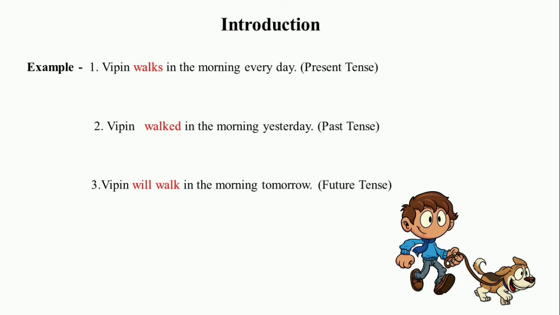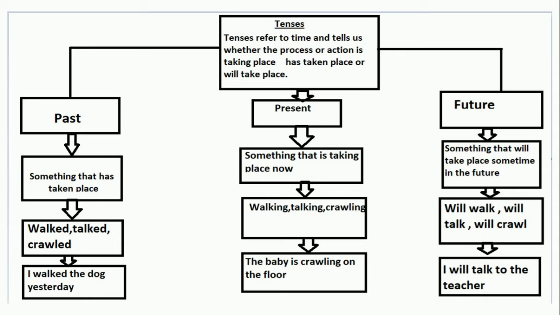Now students, in the first sentence, the verb walks refers to the action in the present time. In the second sentence, the verb walked refers to the action in the past time. And in the third sentence, the verb will walk refers to the action in the future time. Students, I think you have understood that the tense of a verb shows the time when an action takes place.